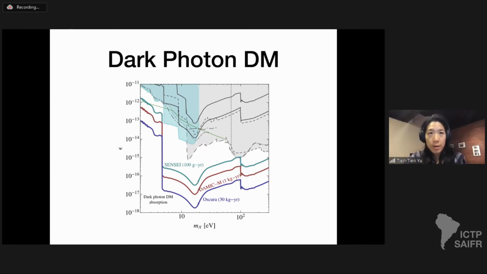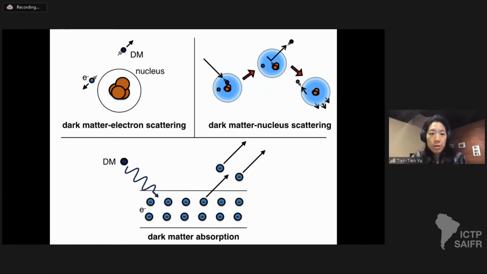So just to conclude, I've introduced three ways of looking for sub-GeV dark matter using direct detection, and gave you the current state and the future projections for these probes. So what were they? It was to look for dark matter electron scattering, where the goal is to look for the electron that gets ejected from your target. You can look for dark matter nuclear scattering, and instead of looking for the nuclear recoil, you look for similarly an ejected electron. Or you can look for dark matter absorption, and again, you look for an ejected electron.